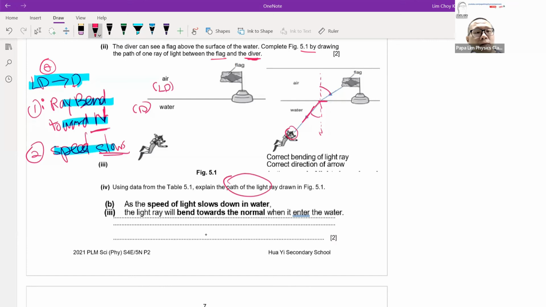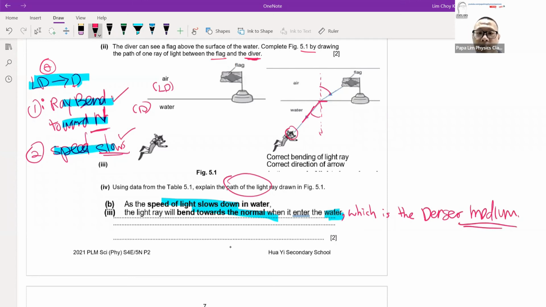Then after that you have to tell the marker how the light ray bends towards the normal and what the cause of it is: the speed of the light ray. So this is what I mentioned here: speed slows down, bends towards the normal. If you want to play safe, other than mentioning the water here, you can finish off with water, which is the denser medium, just to let the marker know that you know it is actually traveling from less dense to dense medium. So I will include this phrase at the back of the question here.